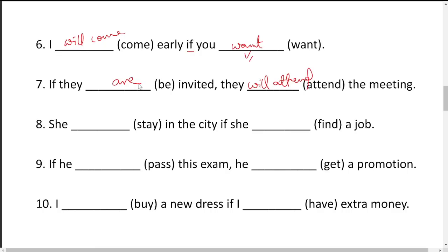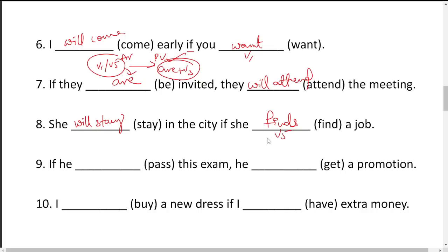You might ask me, sir, why are we using are here in the simple present tense? Remember, the structure is are plus v3. This is the passive voice structure. The passive voice of this structure is used when we change the sentence from simple present to passive voice. So this is active voice, this is passive voice. That means still the sentence is only simple present tense. Next one: she dash in the city if she dash find a job. What can we use here? Let us go with she will stay in the city if she finds a job. Why are we using finds here? Because we are referring to the simple present tense. With the if clause, we need to use only simple present here in this exercise.